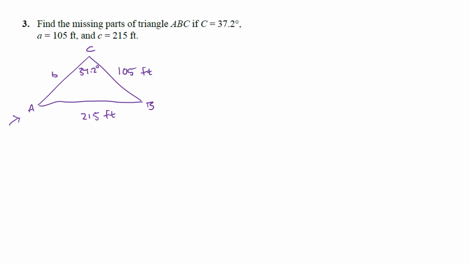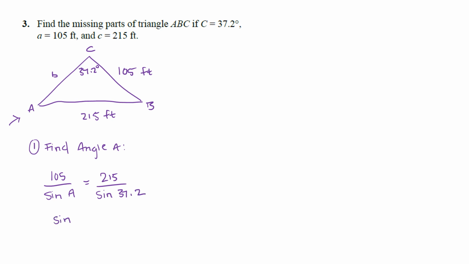How do I know I can find angle A? Well, I have angle C and I have side C, and I have side a, but I don't have angle A. So we can use the two ratios for C and A in the law of sines to help us find angle A. So setting that up, to find angle A, we will have 105 over the sine of A equals 215 over the sine of 37.2.